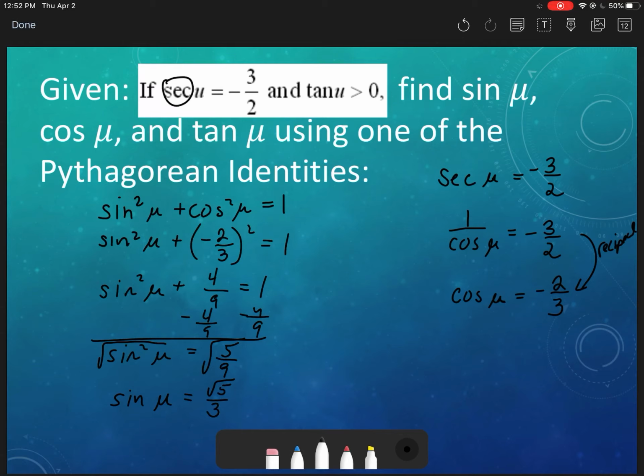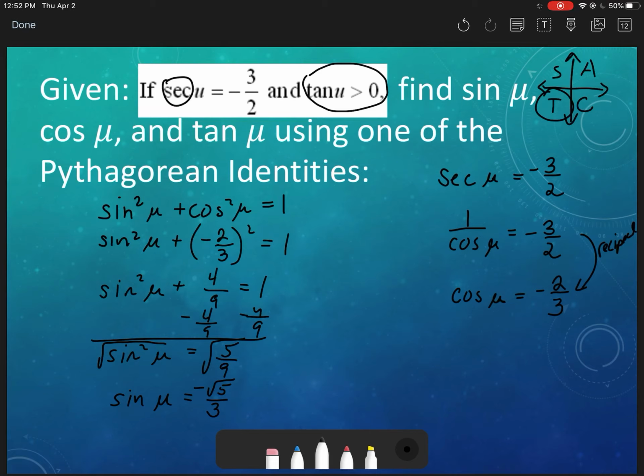Now you want to ask yourself, is that positive or negative? Well, go back up here, tangent. They're telling us that tangent is greater than 0. So remember, all students take calculus. If tangent is greater than 0, it means tangent is positive. It means that we're in the third quadrant. And in that third quadrant, sine is going to be negative. So therefore, sine is negative here, negative radical 5 over 3.